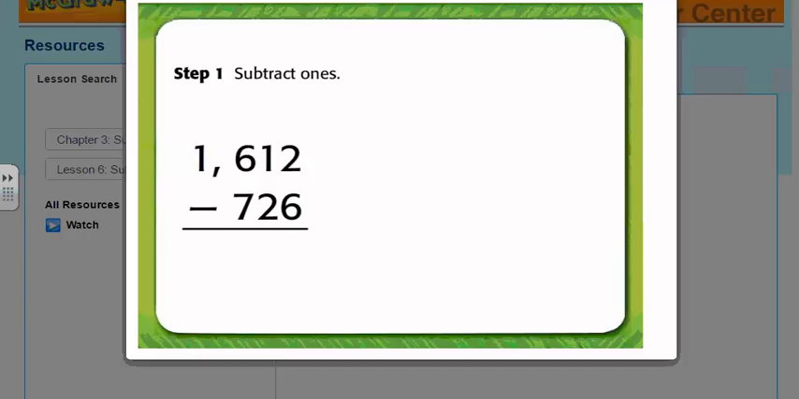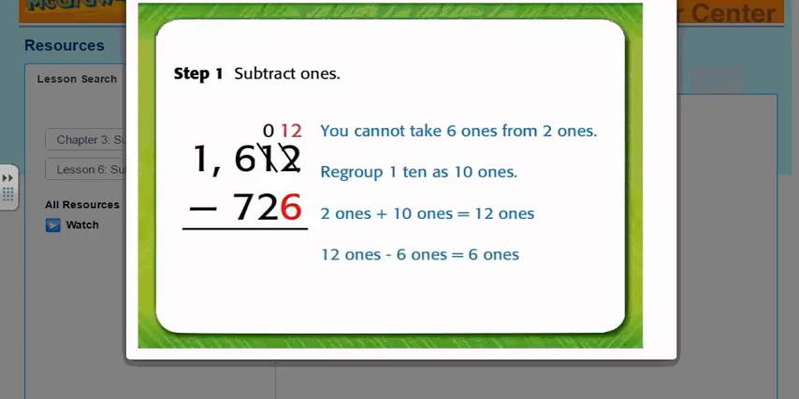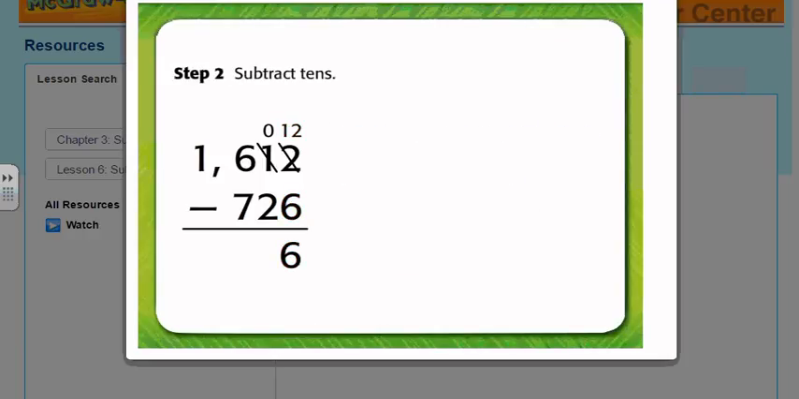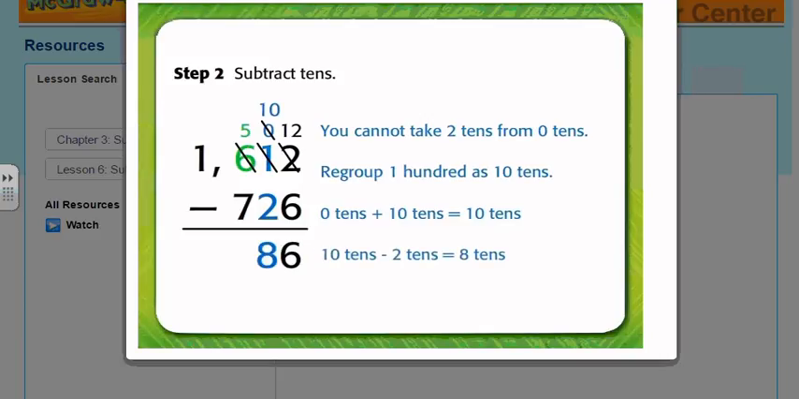First, subtract the ones. You cannot take 6 ones from 2 ones. Regroup 1 ten as 10 ones. 2 ones plus 10 ones equals 12 ones. 12 ones minus 6 ones equals 6 ones. Next, subtract the tens. You cannot take 2 tens from 0 tens. Regroup 1 hundred as 10 tens. 0 tens plus 10 tens equals 10 tens. 10 tens minus 2 tens equals 8 tens.